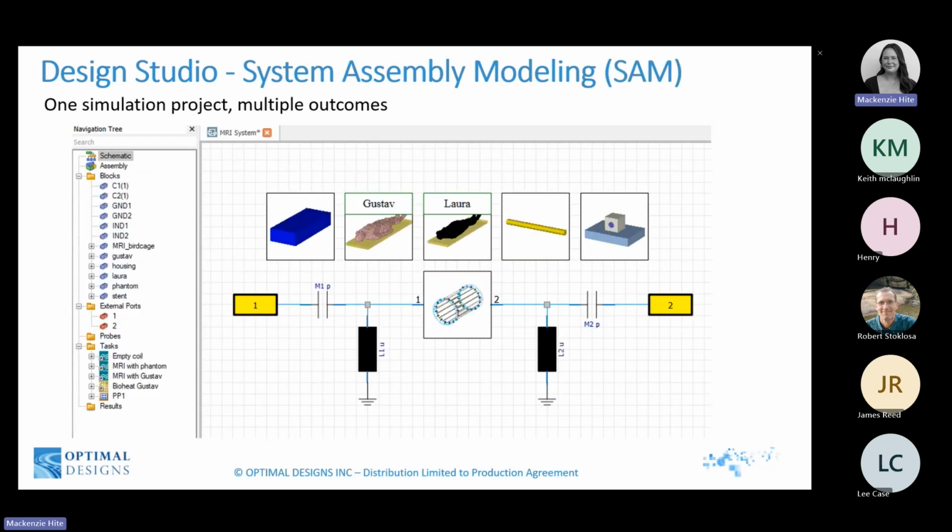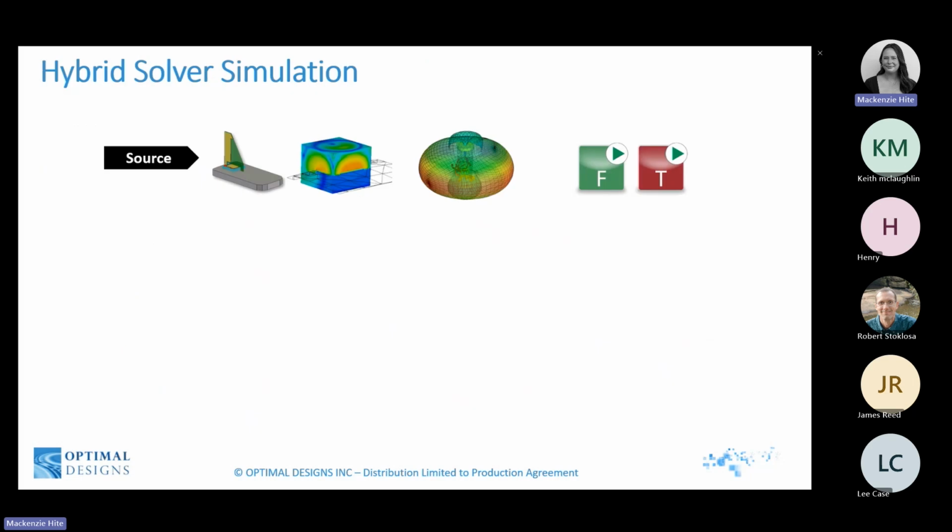System assembly and modeling, also known as SAM, allows engineers to compare the results of different solvers or model configurations within one simulation project and perform post-processing automatically. SAM also allows for hybrid or multiple solver simulations.